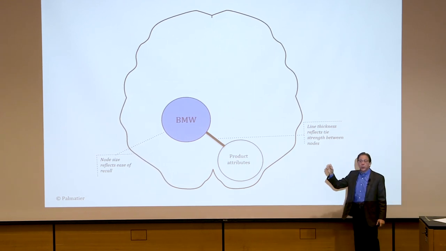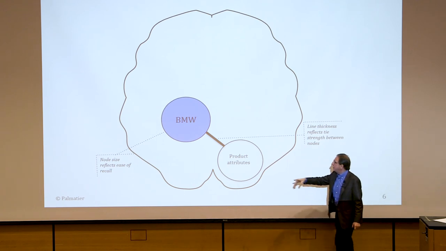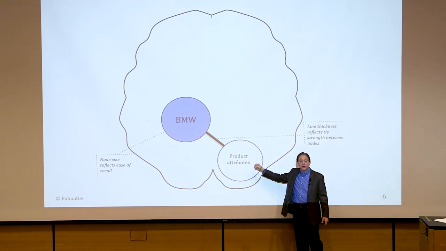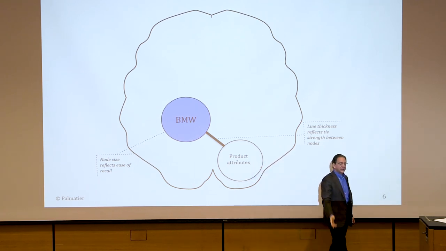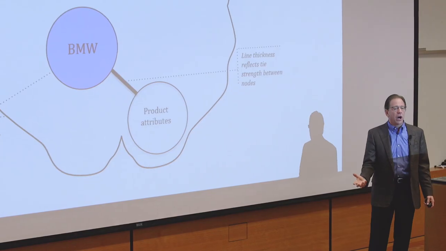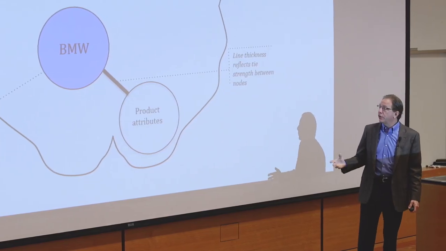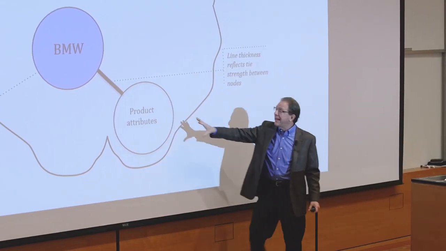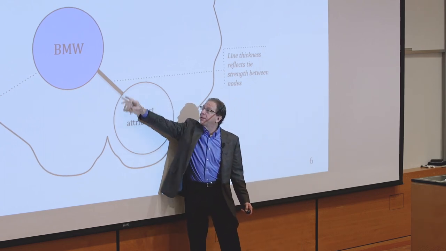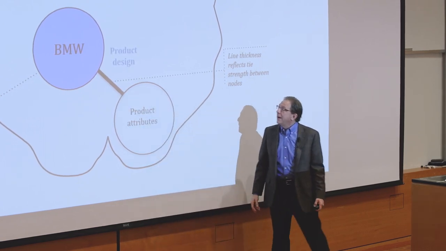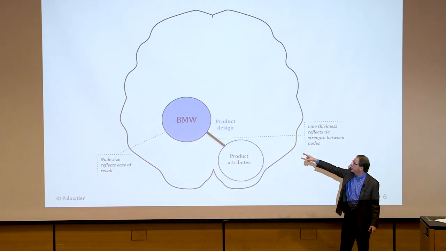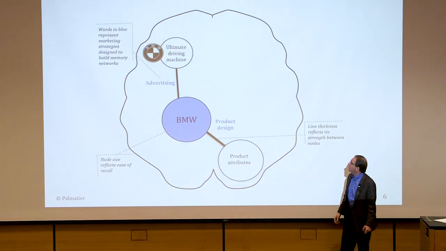So if I bring up the word to you, BMW, and you start thinking of product attributes really quick, like, oh, it's very nice looking, good looking car, well engineered. Those things, those memories that are linked to it are represented by the thickness of the node. So how do we get product attributes? We typically generate product attributes through product design. But let's look at another thing, advertisement.